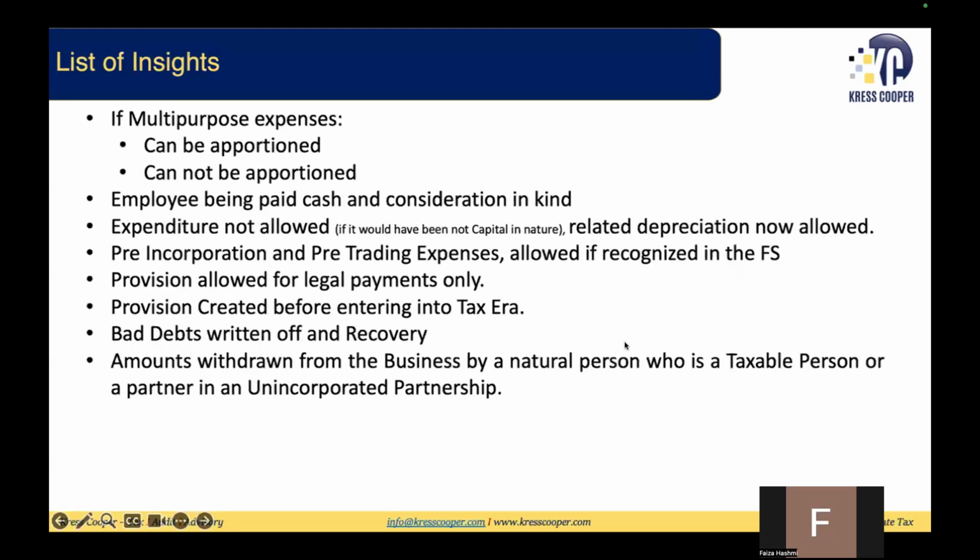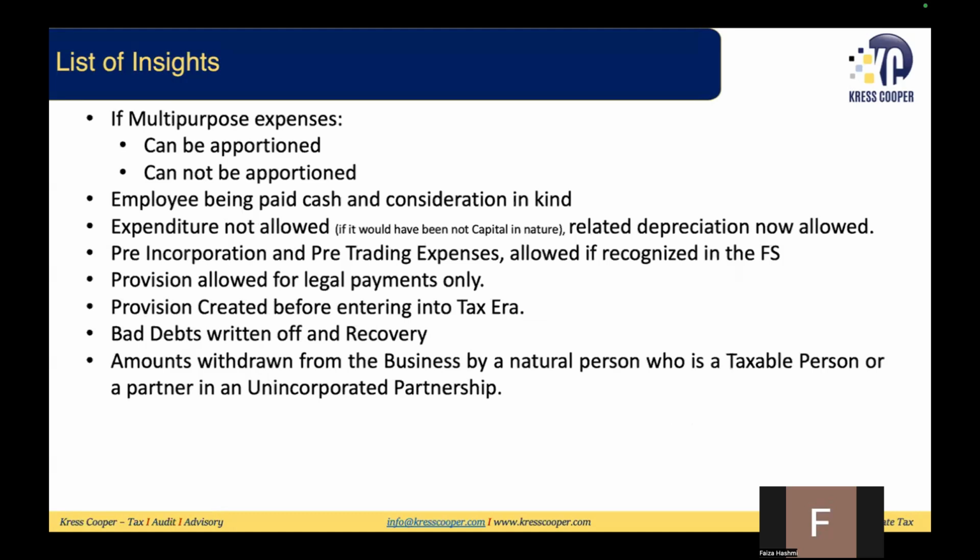Multiple expenses. If you have any expenses exclusively for business purposes, you can claim 100%. If you have any expense which is not exclusively for business purposes, you cannot claim. If there is any expense with multiple purposes, some portion is for business, some portion is for non-business.